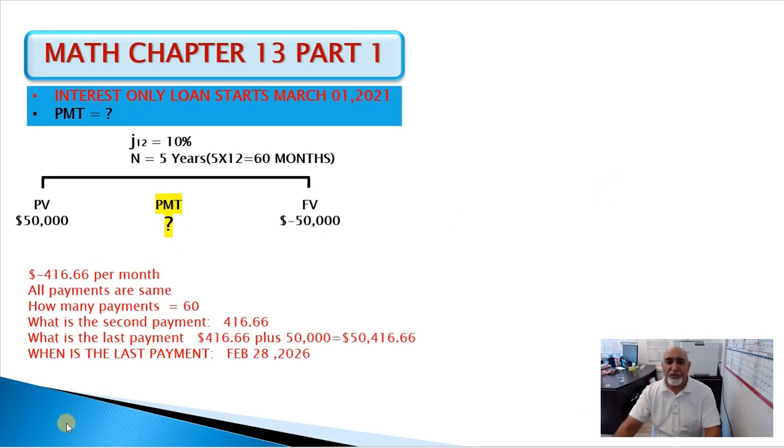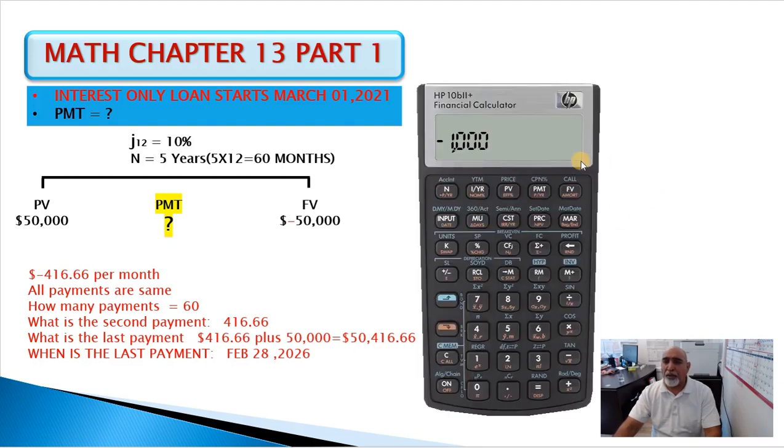Okay, let's take a look at another question. Again, interest-only loan. Let me clear the calculator. We are told that the interest rate is J12, meaning 10% per annum, compounded every month, compounded 12 times in a year. So 12 for the compounding period, and the 10 for the interest rate.